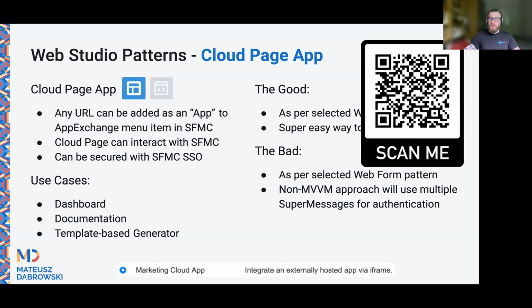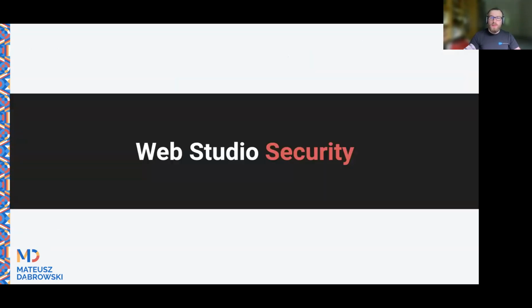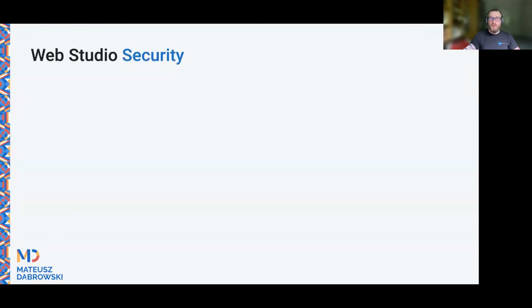Then the last topic for today is Web Studio security. And as you could see across the previous topics, it is super important because both the cloud page and code resource are publicly available, which means that everyone can go there. So what can we do to limit this?